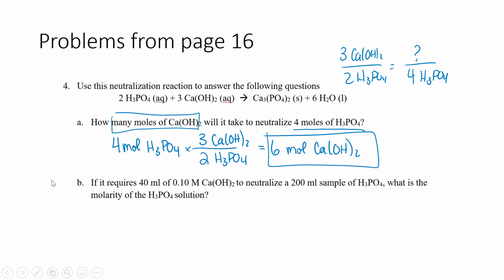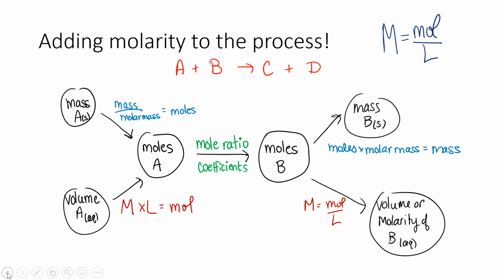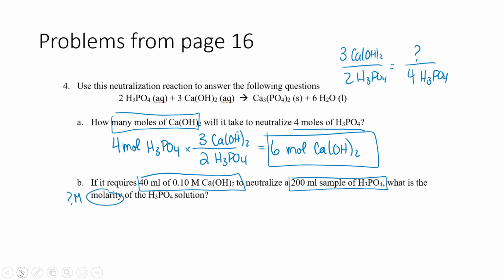Okay, let's look at one last problem. So we've got a given volume and molarity of calcium hydroxide, and then we've got a volume of H3PO4, and we're trying to find molarity. All right, so our first step in a calculation is to find moles. So I'm going to take my molarity times my liters to find moles. So my molarity is 0.10, my liters is 0.04. So 0.1 times 0.04 is 0.004 moles of calcium hydroxide.